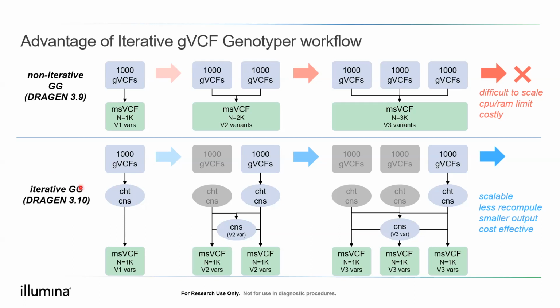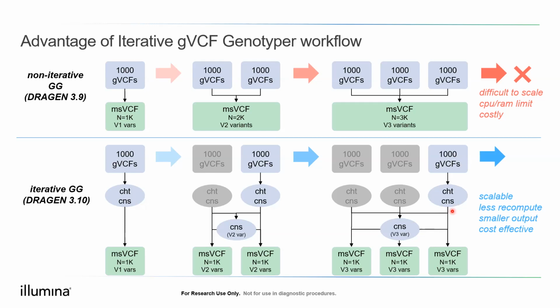With the iterative gVCF, you do your first batch of 1,000 gVCFs, and then you store some intermediate files that can be used later. When you get the next set of 1,000 gVCF files, you create a global consensus file that includes information from both cohorts. As you go along this path, you are constructing a global census file across the number of cohorts that you are pulling in, and then you are updating the multi-sample VCF files that go with it. So this is a scalable approach.